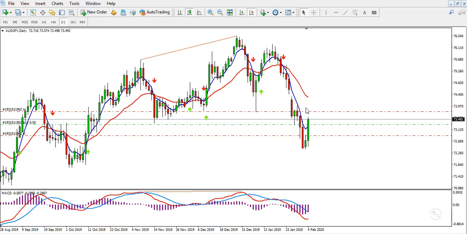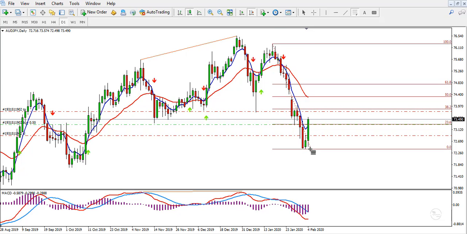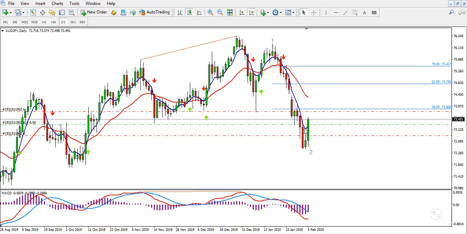But that doesn't stop you from taking these opportunities. The best way to take advantage of an opportunity like this is to take the retracement from the highest point here to this level. And you can see that I'm just getting close to the 38%, which is where my profit target is.